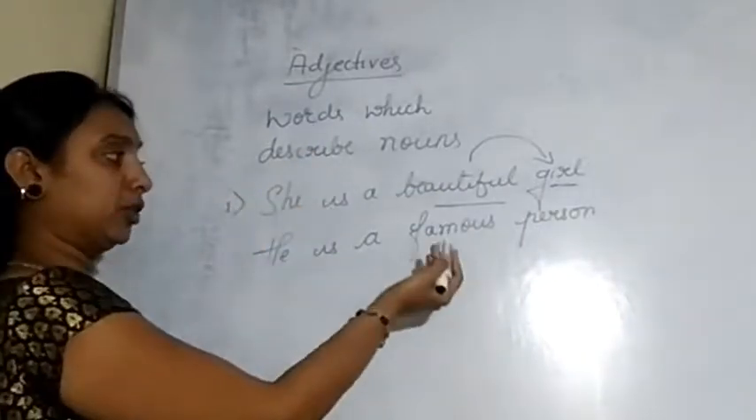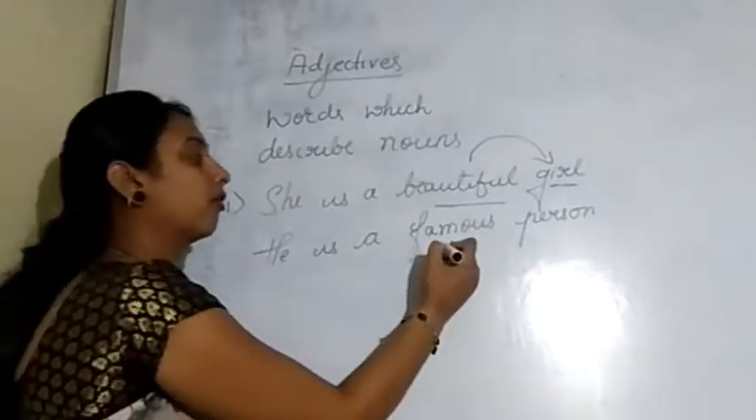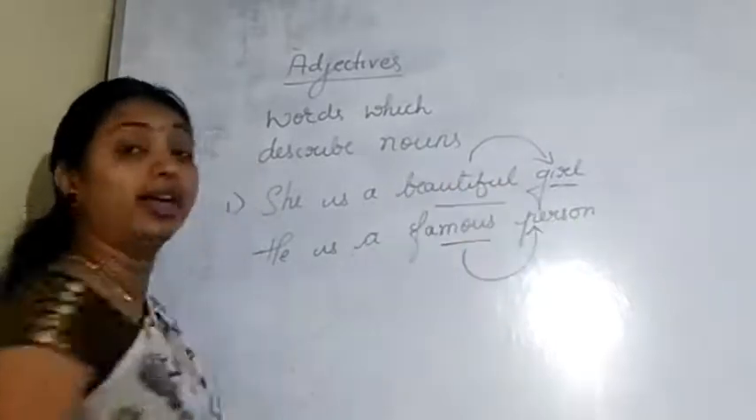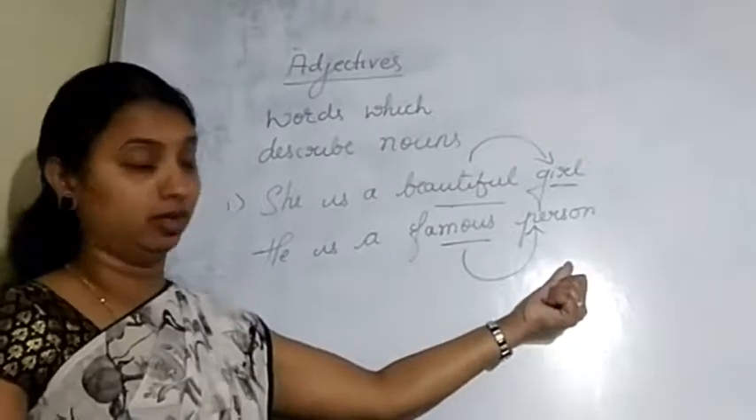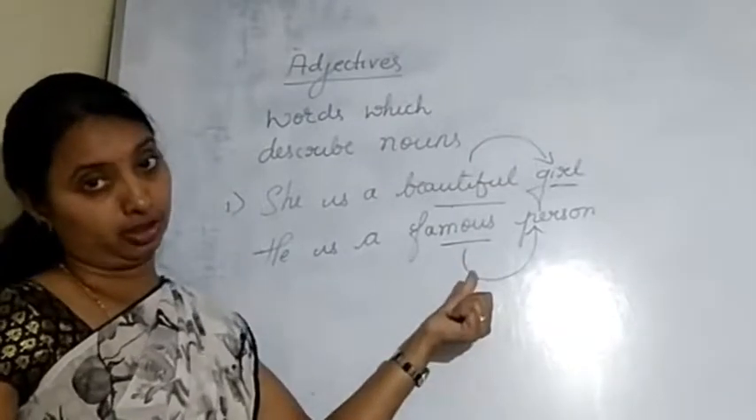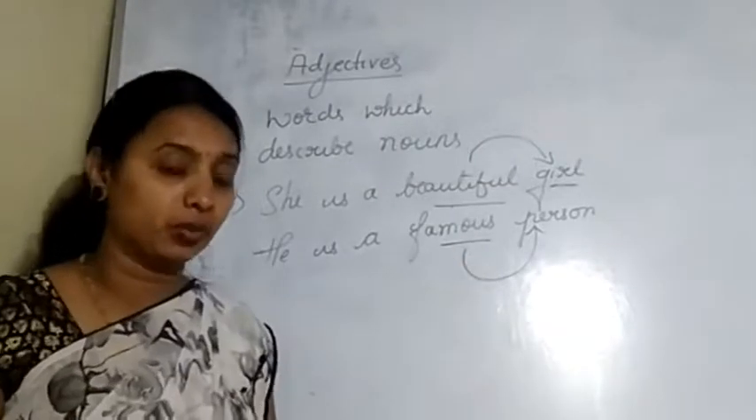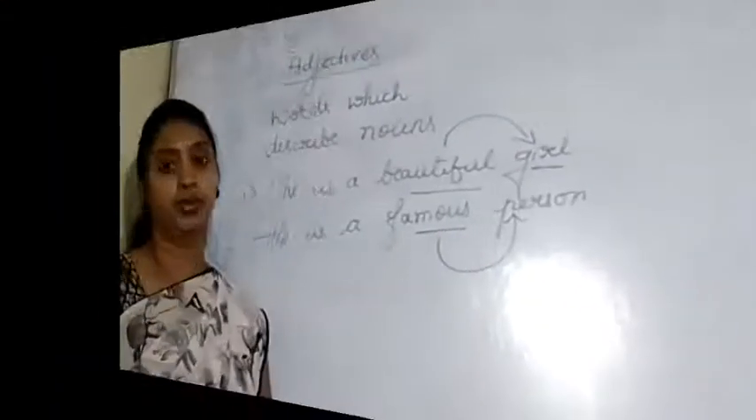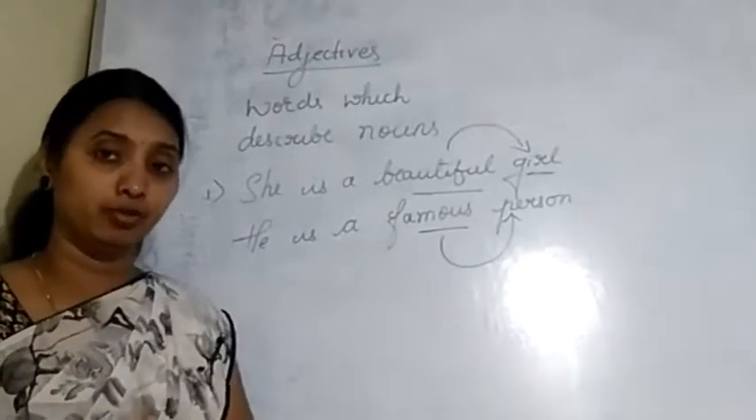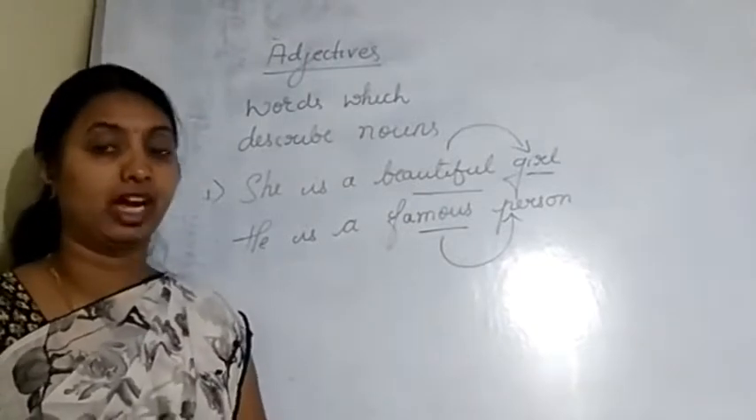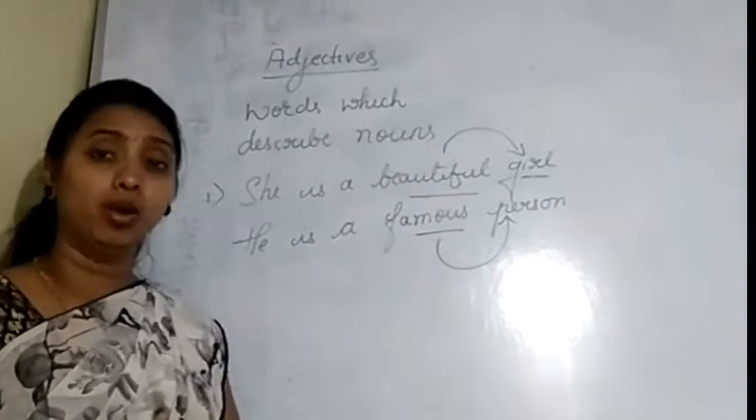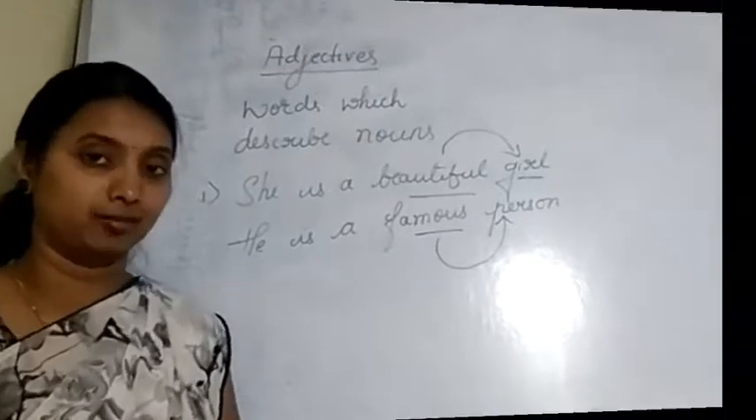He is a famous person. What kind of a person is he? He is a famous person. Person is a noun. Famous is an adjective. So, what is the difference between adverb and adjective? Adverb describes a verb. Adjective describes a noun. Are these clear? Now, we will see adverbs in detail.